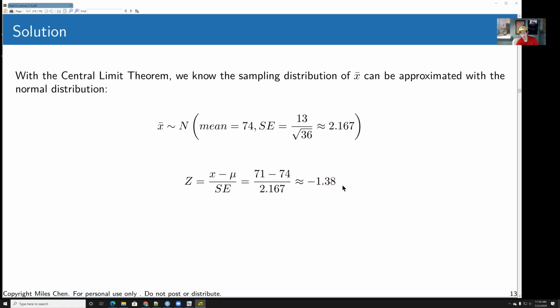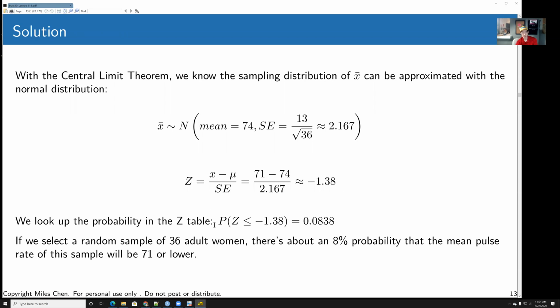I would go to my z table, and we look up what's the probability that z is less than negative 1.38. And we get around 8%, okay? And so we say there's about an 8% probability that the mean pulse rate of this sample will be 71 or lower.